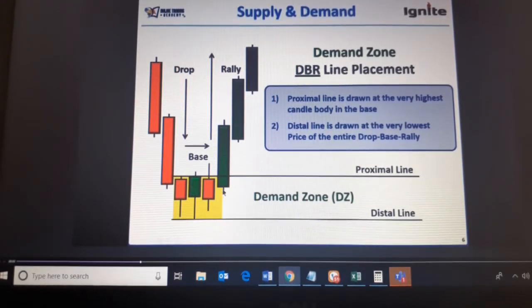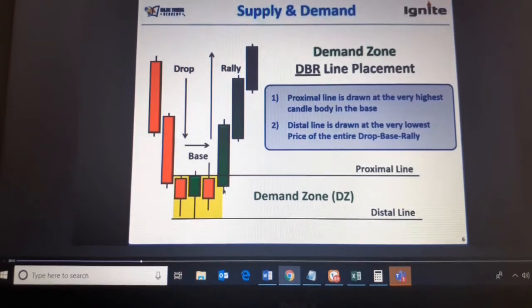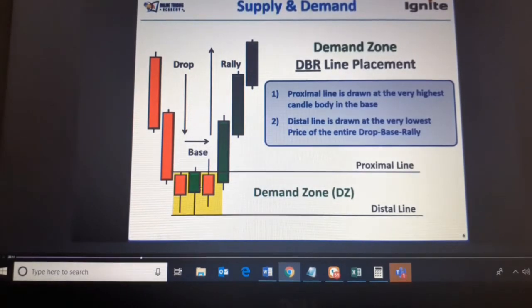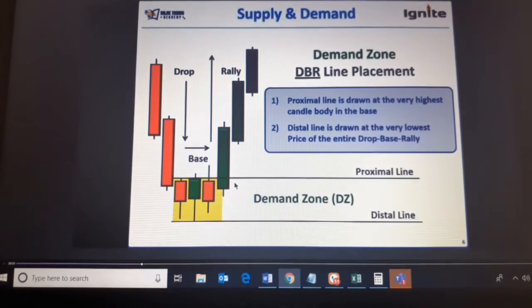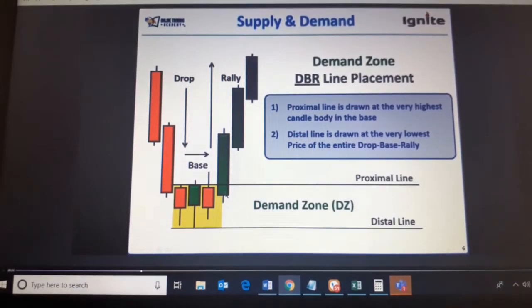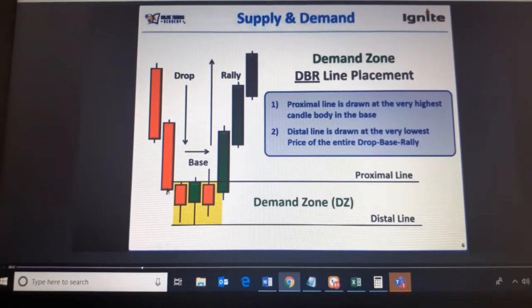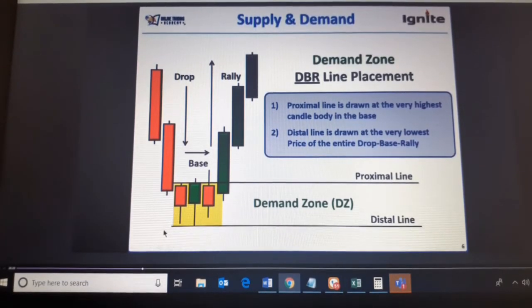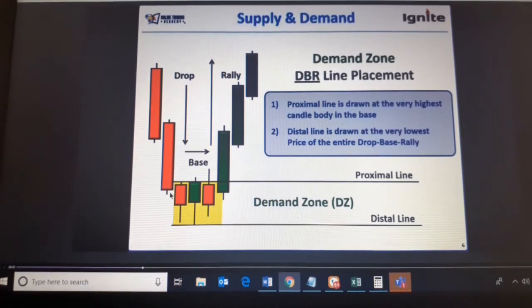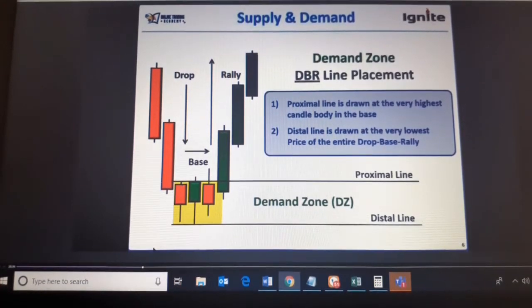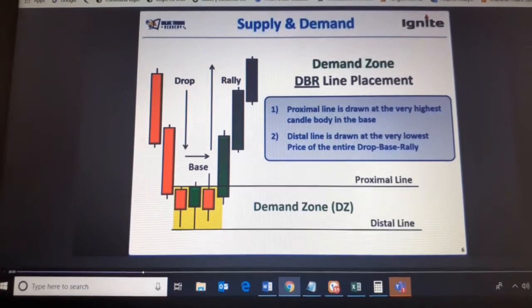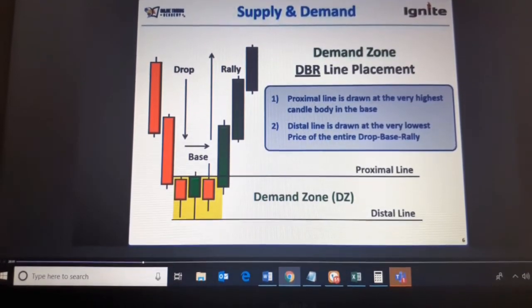Now, if the leg out candle had the lowest wick, then the distal line would have come at the leg out candle. If this had a wick which has gone deeper than this wick, then the distal line would have been drawn on the leg out. If the leg in has the lowest wick, or where the price has gone to the lower side, then we will draw the distal line on the leg in. So distal line is drawn at the very lowest price of the entire drop base rally.